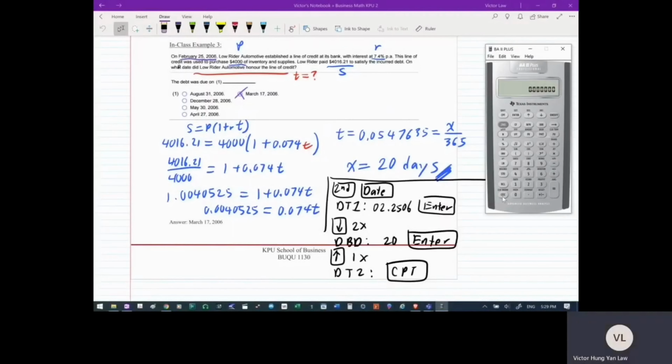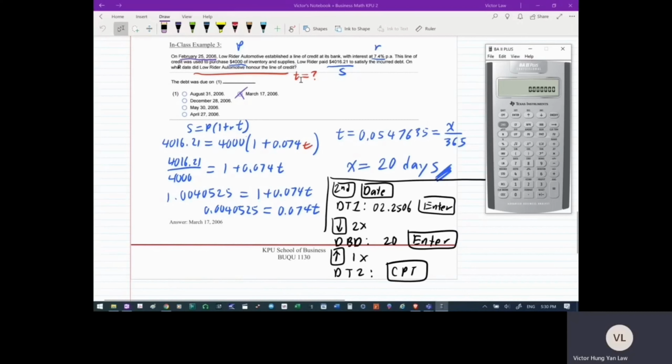Example 3: On February 25th, 2006, Lowrider Automotive established a line of credit at its bank with interest at 7.4% per annum. This line of credit was used to purchase $4,000 of inventory and supplies. Lowrider paid $4,016.21 to satisfy the incurred debt. On what date did Lowrider Automotive honor the line of credit? So when we read the question, what we're looking for here is what date did Lowrider Automotive honor the line of credit.